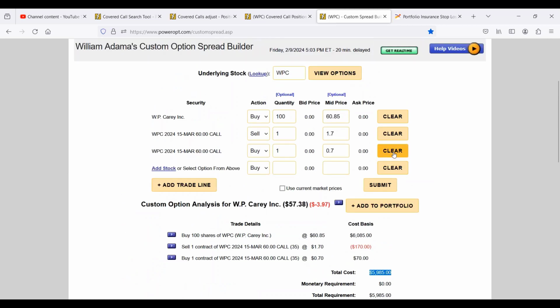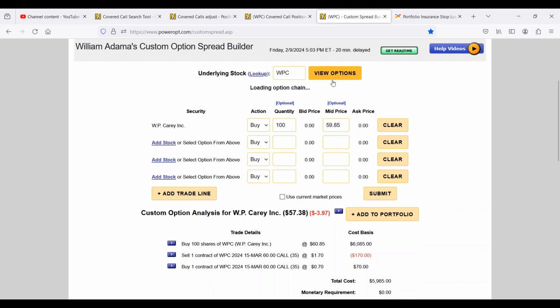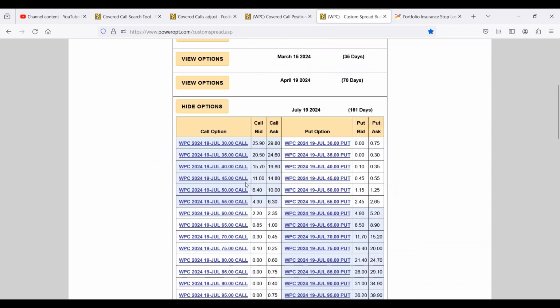Let's clear this up. Let's click these options out. This is an easy one to do because of the monetary value. And let's just put in my new cost basis, if I bought to close this option, is $59.85. Let's take a look at that July 55.